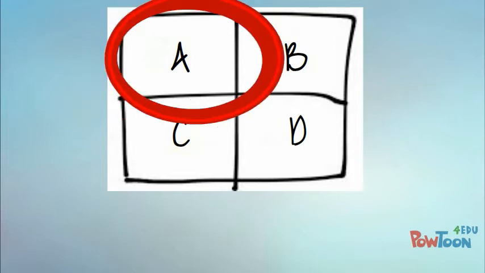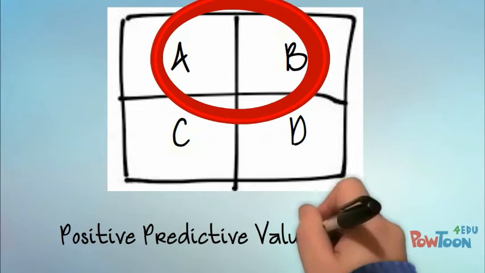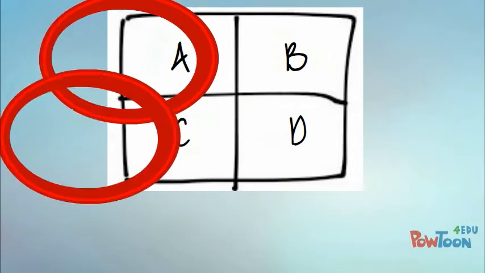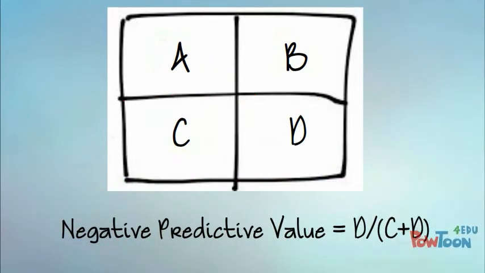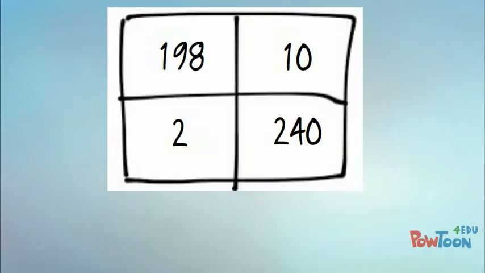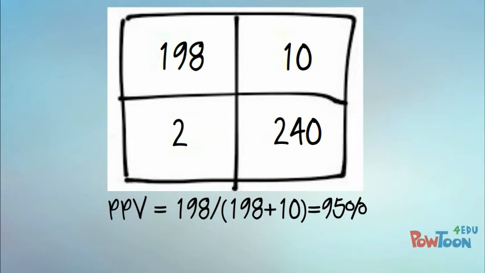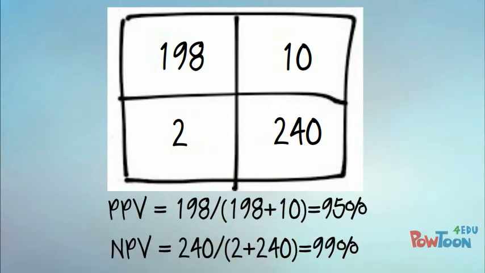Positive predictive value relates to the first row and is the proportion of individuals with a positive test who have the diagnosis, or A divided by A plus B. Negative predictive value comes from the bottom row and is the proportion of individuals with a negative test who don't have the condition, or D divided by C plus D. Using the same figures as before, we can calculate positive predictive value as 95% and negative predictive value as 99%.